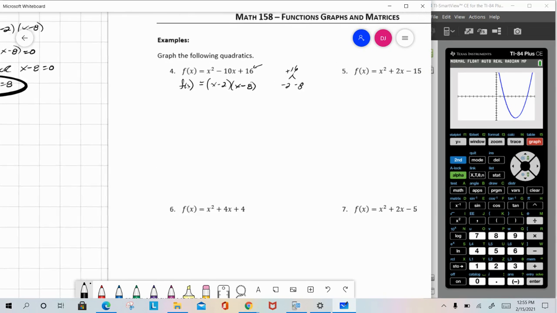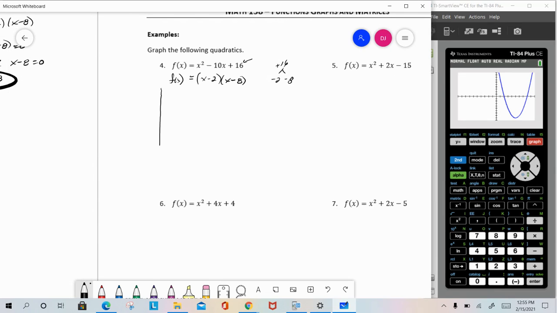So if I'm going to try to graph this quadratic, at (2, 0) and at (8, 0), there are x-intercepts. Okay. Then I want to find the axis of symmetry.